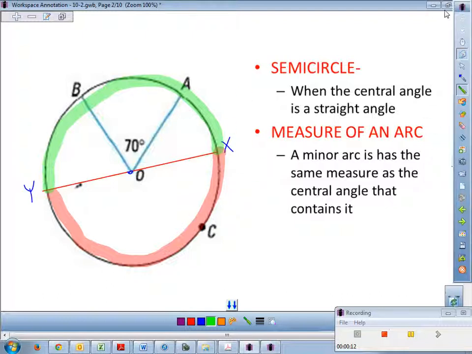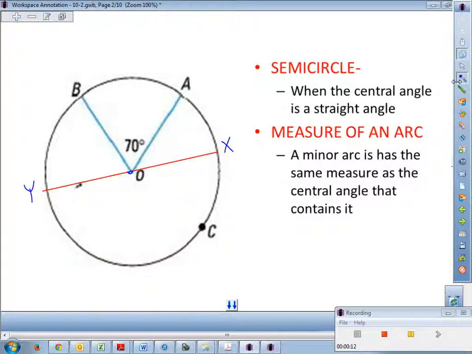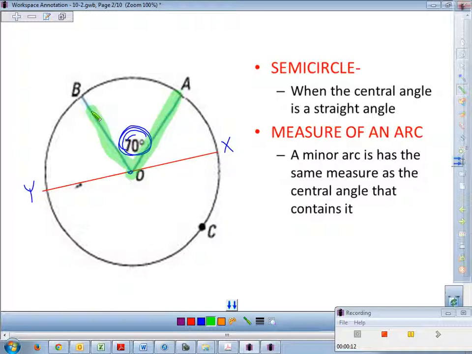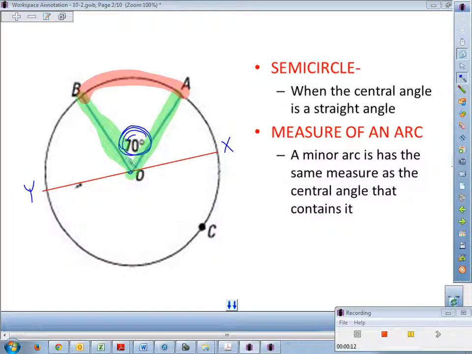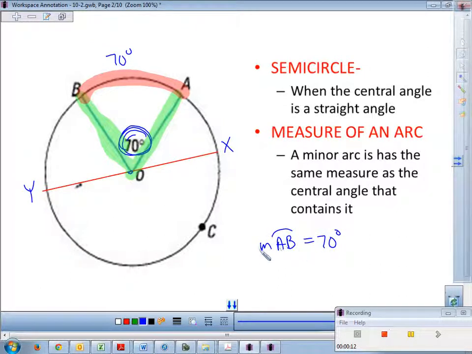So when it comes to the measure of an arc, if you know a central angle, which we do right here, since this is 70 degrees, a fact is that the arc that's contained by that. So here's the central angle in green right here. Isn't this arc right here in red completely contained by that green angle? Any arc that's contained by a central angle will measure the same amount. So you'll say the measure of arc AB equals 70 degrees. You do the same thing just like an angle, you put a little m in there for measure. So the measure of an arc is the same as the central angle contained by it.